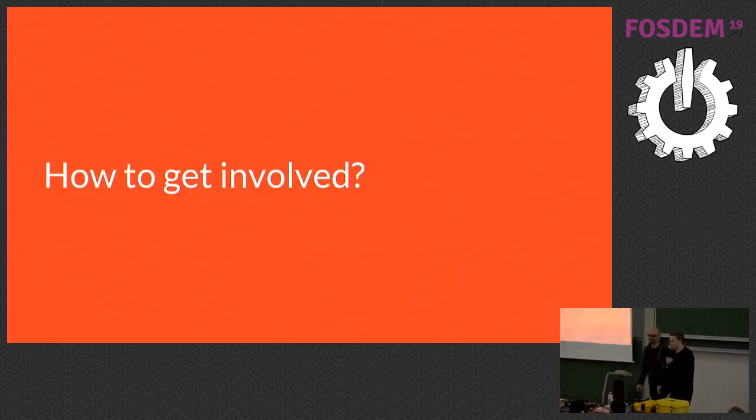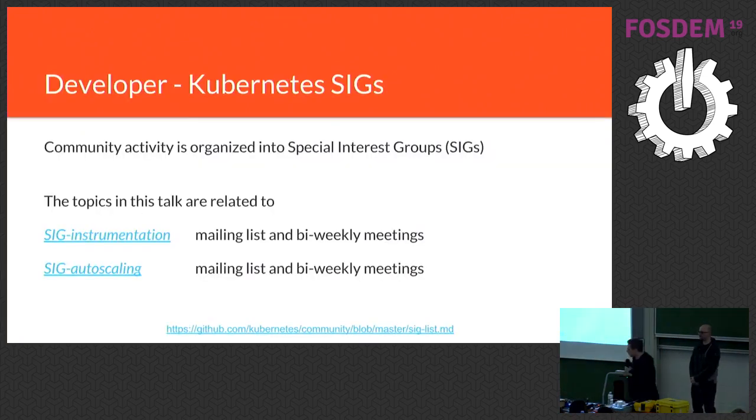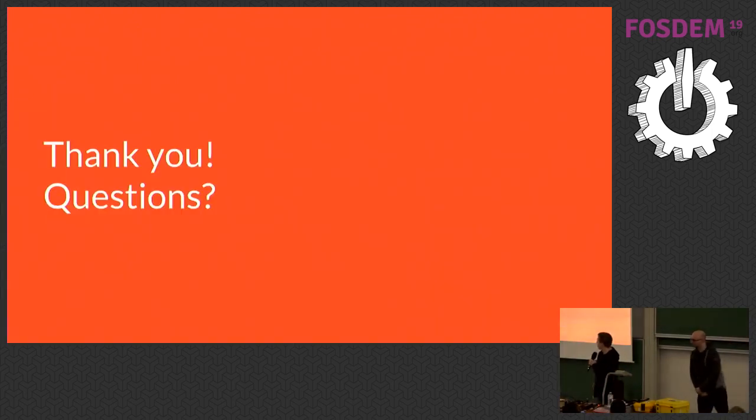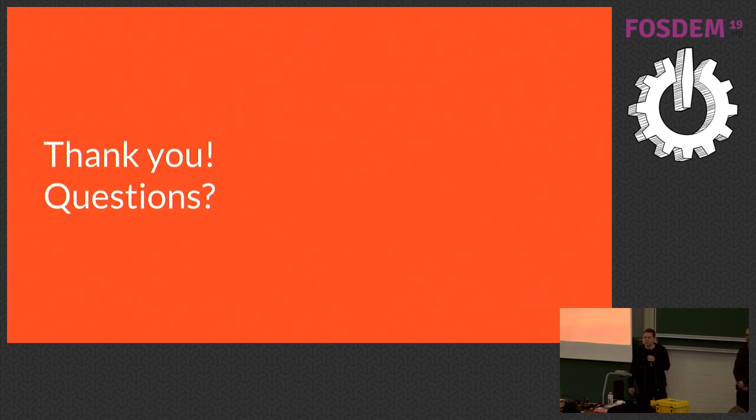So yeah, how to get involved, because this is FOSDEM. If you want to get involved, we have SIG instrumentation and SIG autoscaling, which are the special interest groups in Kubernetes, and especially the Prometheus adapter is part of SIG instrumentation. We have meetings biweekly, I'm not sure, autoscaling has like three weekly meetings sometimes, and there's also a mailing list, but you can also go into Kubernetes Slack and ask questions about these topics. So yeah, I think that's it. If you have any questions, feel free, and we are going to stick around afterwards as well.